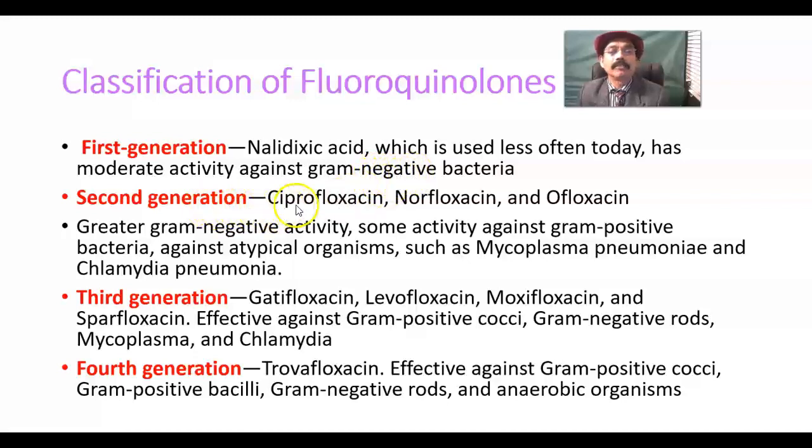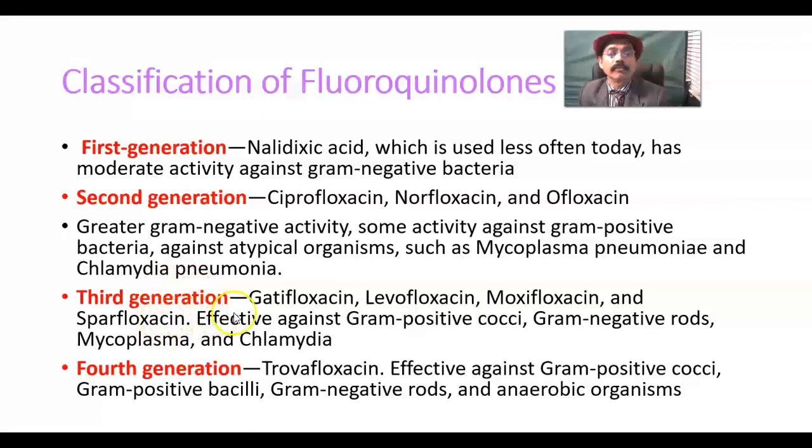Second generation, very popular, still used nowadays: ciprofloxacin, norfloxacin, ofloxacin. They have greater gram-negative activity, some activity against gram-positive bacteria, and against atypical organisms such as Mycoplasma pneumoniae and Chlamydia pneumoniae.